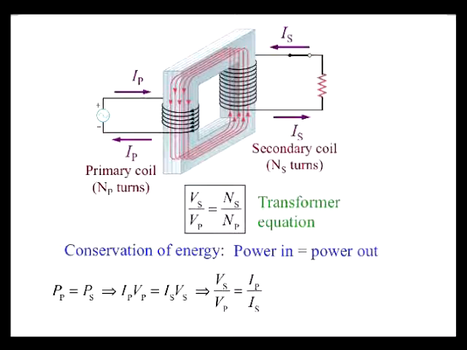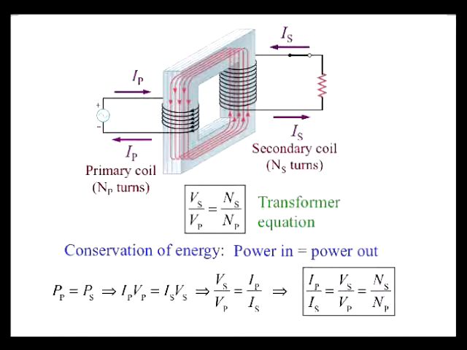which means that Vs divided by Vp equals Ip divided by Is. And we can now expand our transformer equation to include currents, as Ip divided by Is equals Vs divided by Vp, which equals Ns divided by Np. Note that Vs divided by Vp is equal to the turns ratio Ns divided by Np, while Is divided by Ip is equal to the inverse turns ratio Np divided by Ns. Consequently, a transformer that steps up the voltage simultaneously steps down the current, and a transformer that steps down the voltage steps up the current. However, the power is neither stepped up nor stepped down.